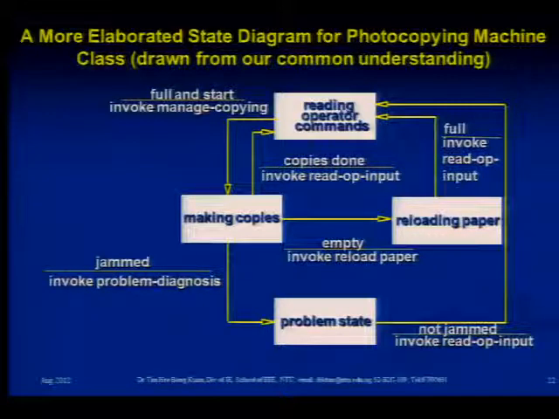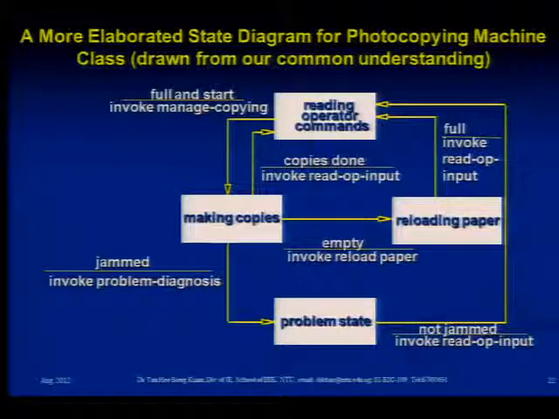The photocopying machine object. Based on common understanding, everybody knows that for a photocopying machine, after you fill up the paper and press start, you will start to make copies. Okay? So this is the first stage. When it's done, you go back to the ready photocopying state again.